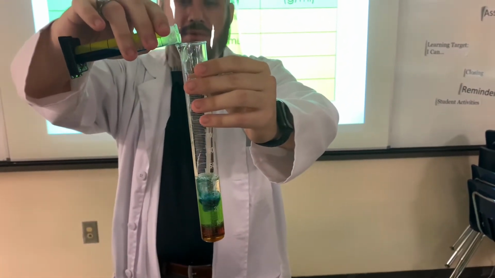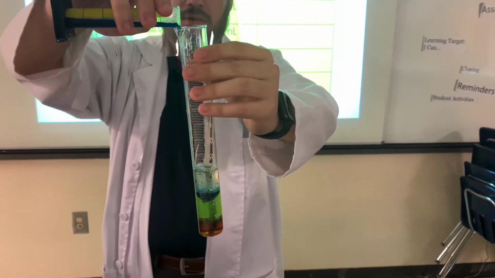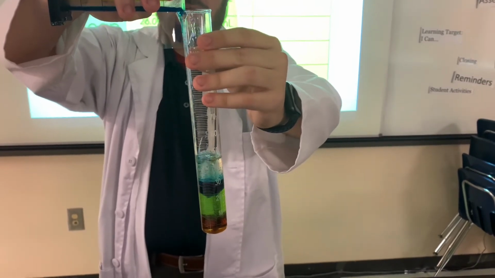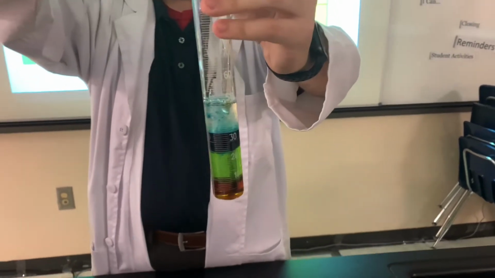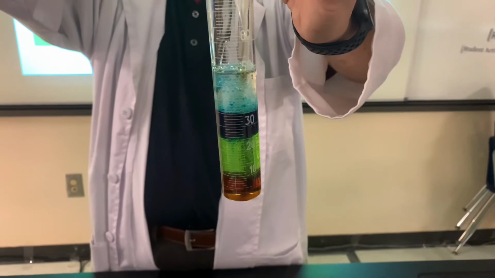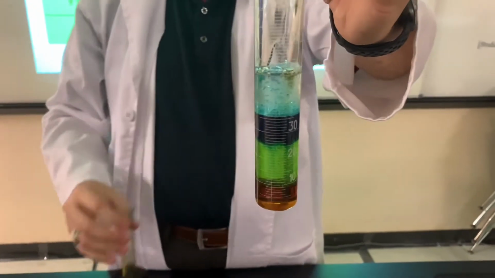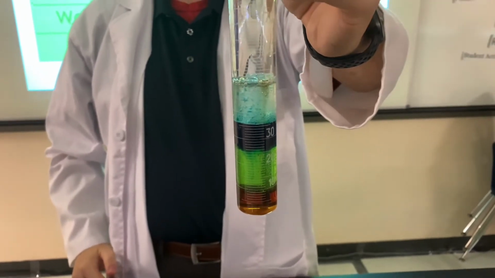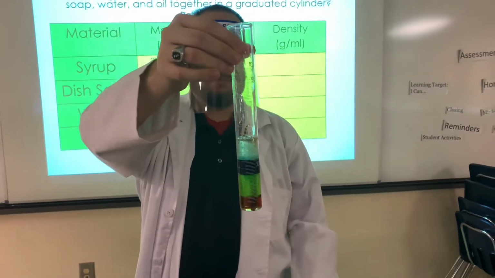Oops. Ooh, added a little too quick there, but let's see. Notice what's happening here. We can observe now that the water went below the oil but above the dish soap. So from the bottom we have syrup, then dish soap, then water, then oil. And again, guys, it didn't matter which order you do this in.